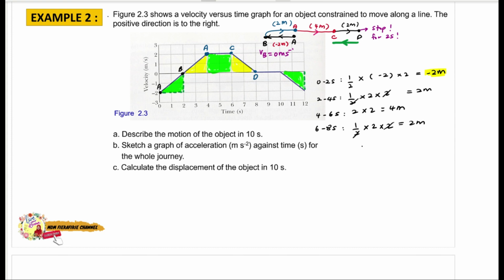Alright, from 10 to 12 seconds, it is half times 2 times negative 2. The answer is negative 2 meters. Negative 2 meters means that at point D it rested for 2 seconds, then it turned back 2 meters. So finally it will arrive at point C.